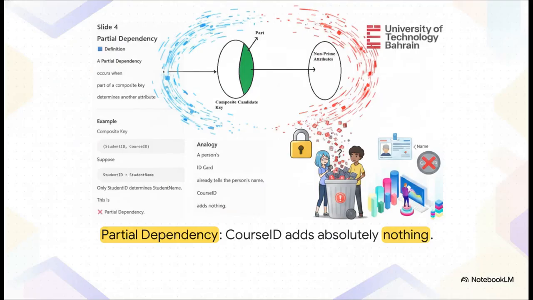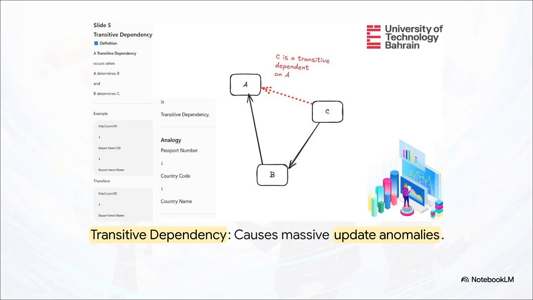And these anomalies are usually caused by bad dependencies piling up, like a partial dependency. Let's jump back to our ID card analogy for a second. Your student ID already gives us your name. If a database requires a combination of your student ID and a course ID just to figure out your name, well, that's a partial dependency. The course ID adds literally nothing to figuring out who you are. This flaw causes redundant data to just pile up in our tables, wasting space and causing those exact update errors we just talked about.